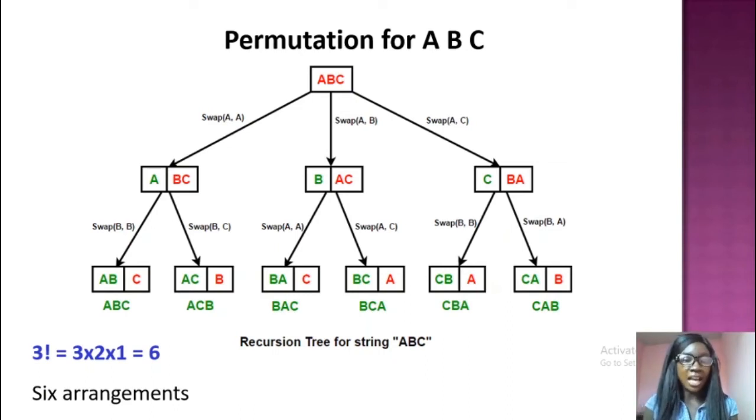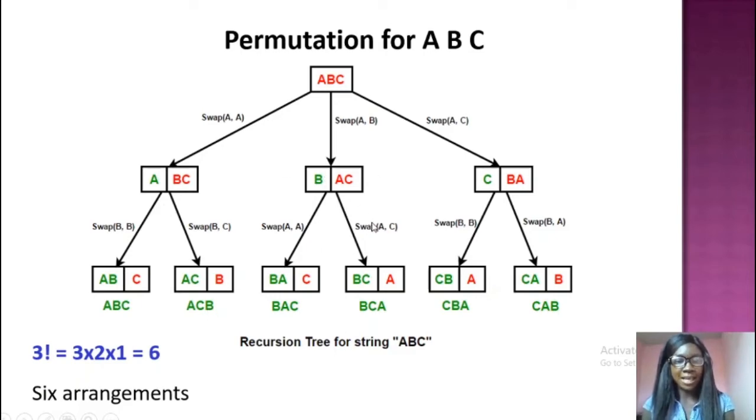Okay, so I have here A. The next one after A is what? BC. I have here B. The next alphabet will be what? AC or CA. I have here C, the next one will be what? BA. Now for this one, since I pick here A, I have to drop what? C. I have two of this, so each of these will produce what? Two swaps. Each of these will also produce two swaps.